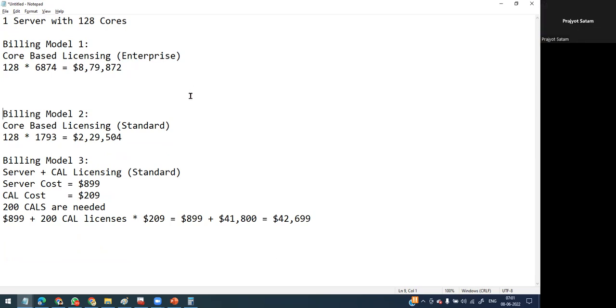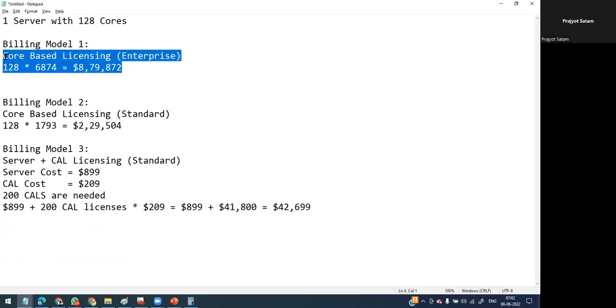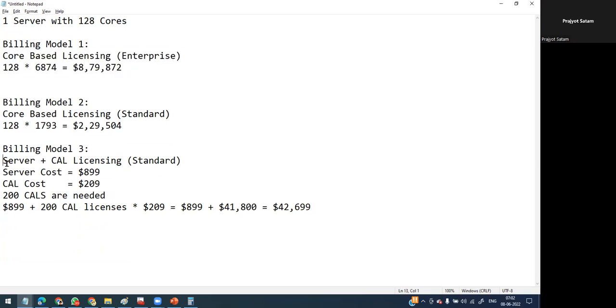Is there any difference in the way of installation if you use different models? Core based is normal installation, but if there is server plus CAL, is there any different way of installation? No, installation will be the same itself. No big difference. During installation, you will select enterprise or standard. That's also nothing much. No difference.